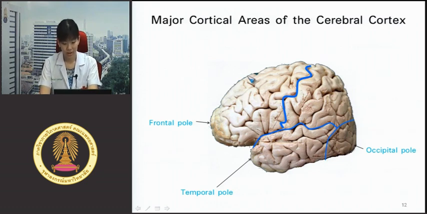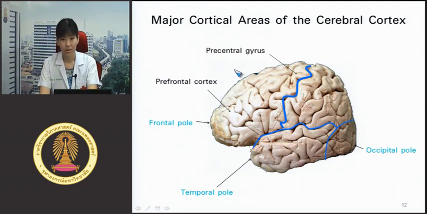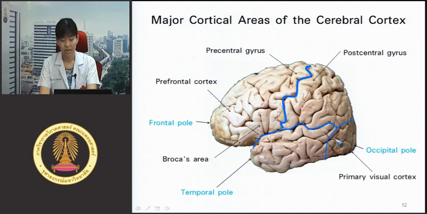This is the demonstration of the major cortical areas of the cerebral cortex: prefrontal cortex, precentral gyrus or primary motor cortex, Broca's area, post-central gyrus or somatosensory cortex, primary visual cortex, and Wernicke's area.